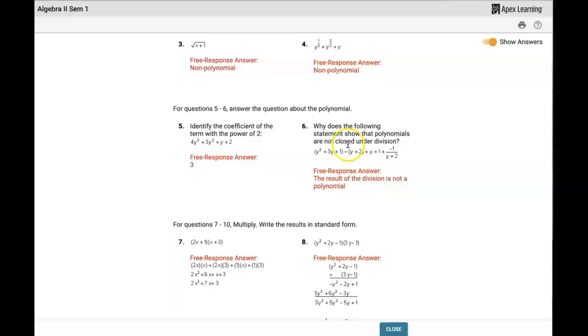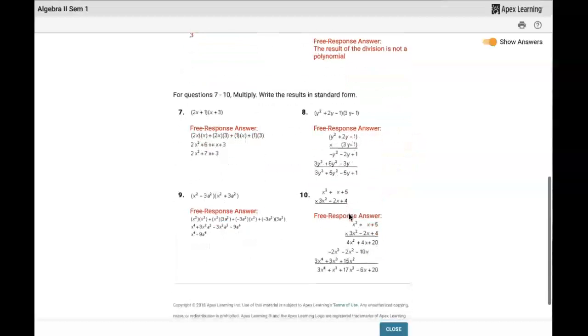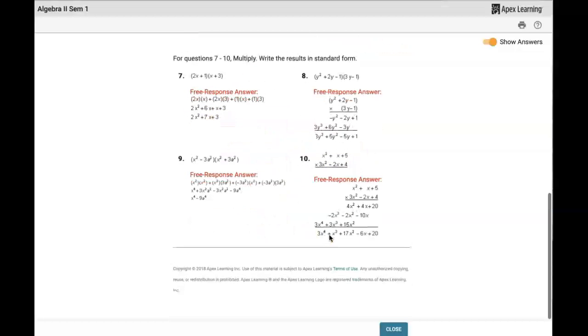Then it's saying state why or why not, and answer the questions. This one says, why does the following statement show that polynomials are not closed under division? The reason is that if we take 2 polynomials and carry out the division process, this results in it not being a polynomial. And then here, multiplication, making sure we can do the multiplication process for these under the different terms. So if you want to do FOIL, or stack them on top, we should be able to do that.